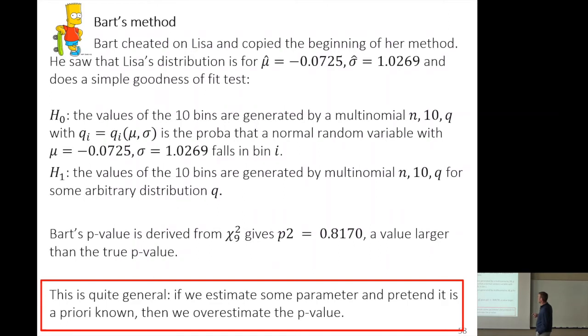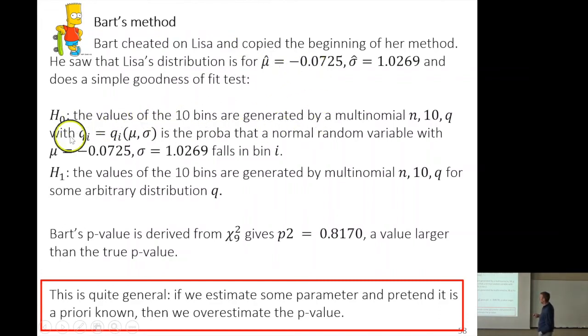Let's look at Bart's method now. Bart, who's junior, her small brother, like all younger kids, they cheat on their older brothers and sisters. So he cheated on Lisa, but he is very impatient. He wants to do things very quickly. So he just copied the beginning of her method. He saw that Lisa's distribution is optimal for those two values. So if it is Gaussian, here are the parameters of the Gaussian distribution, at least within the context of this test that we're doing here.